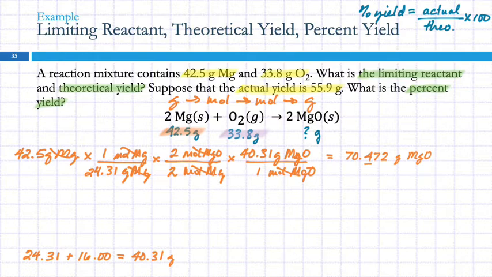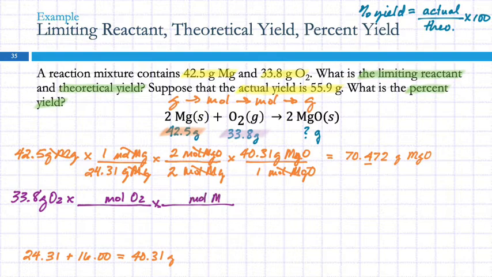Again, we're going grams to moles to moles to grams. But we're going to start with the other reactant. We're going to the same product, though. So 33.8 grams of oxygen. Grams to moles to moles to grams.